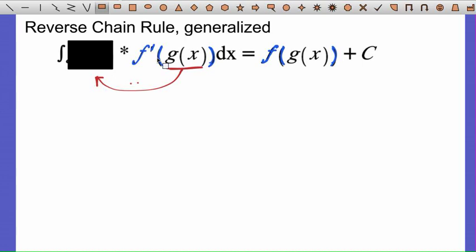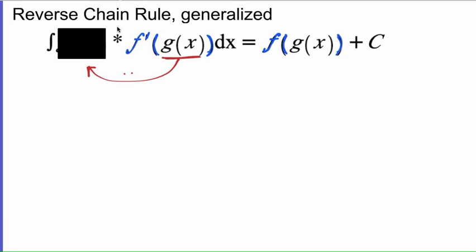F prime's antiderivative is just f, right? And the argument is still g of x. It's still the part of the function on the inside remains on the inside. So with that in mind, let's take a look at this problem right here.